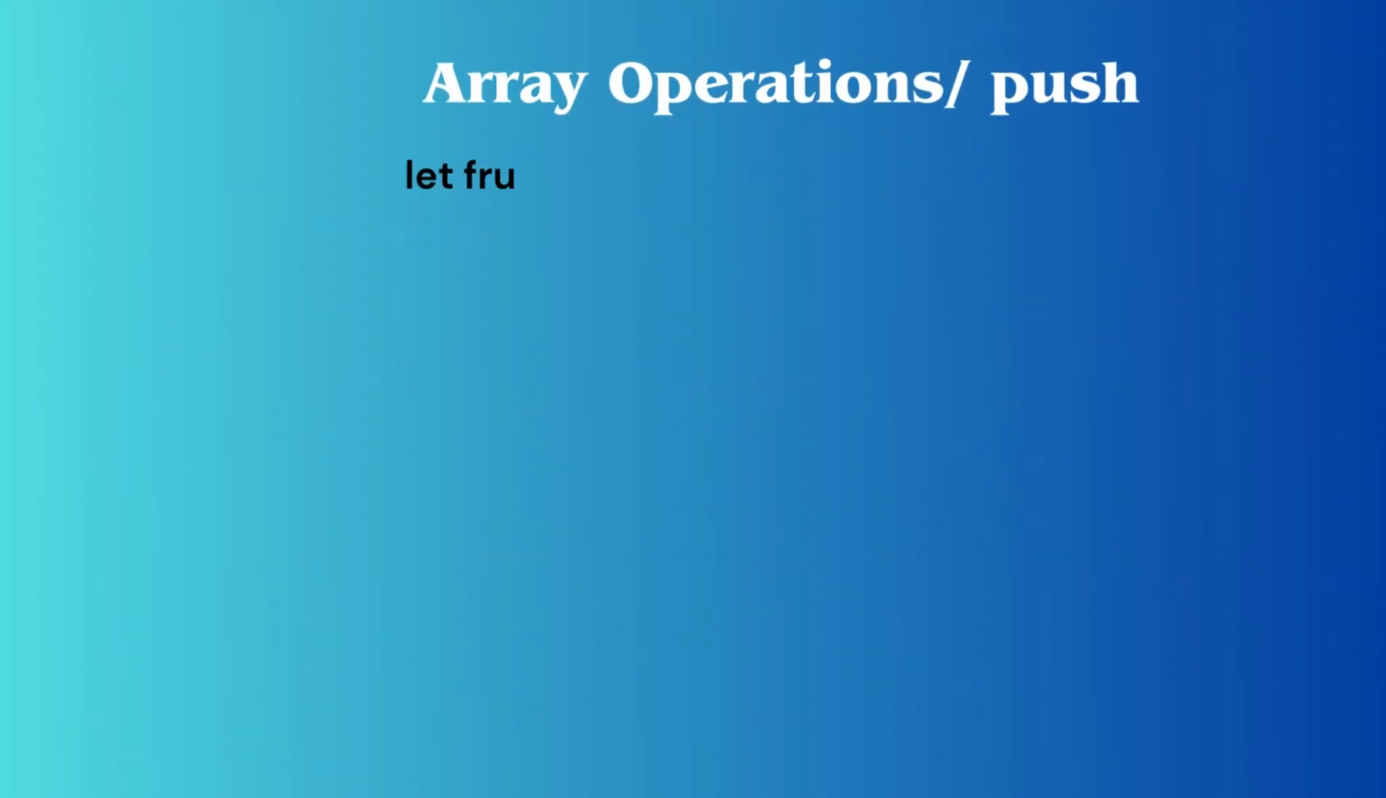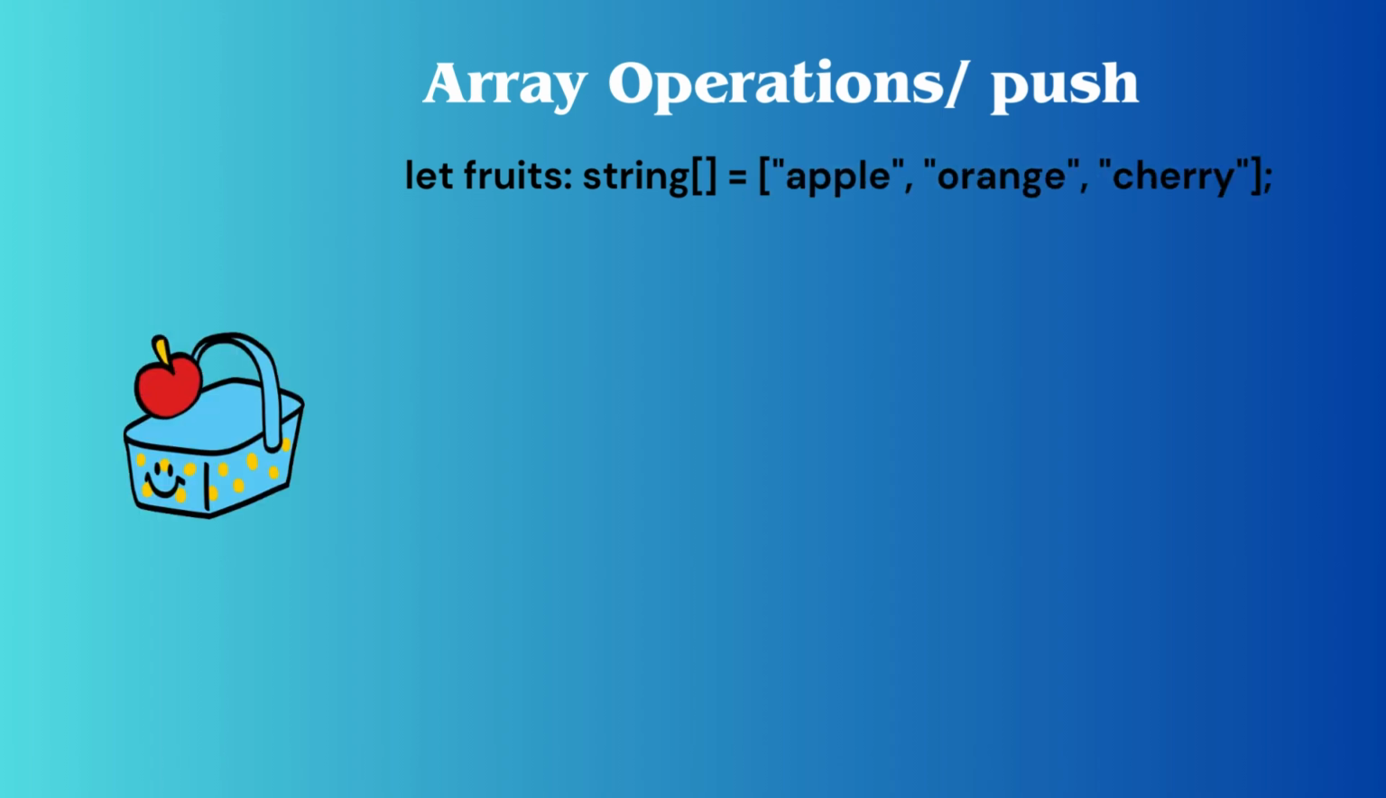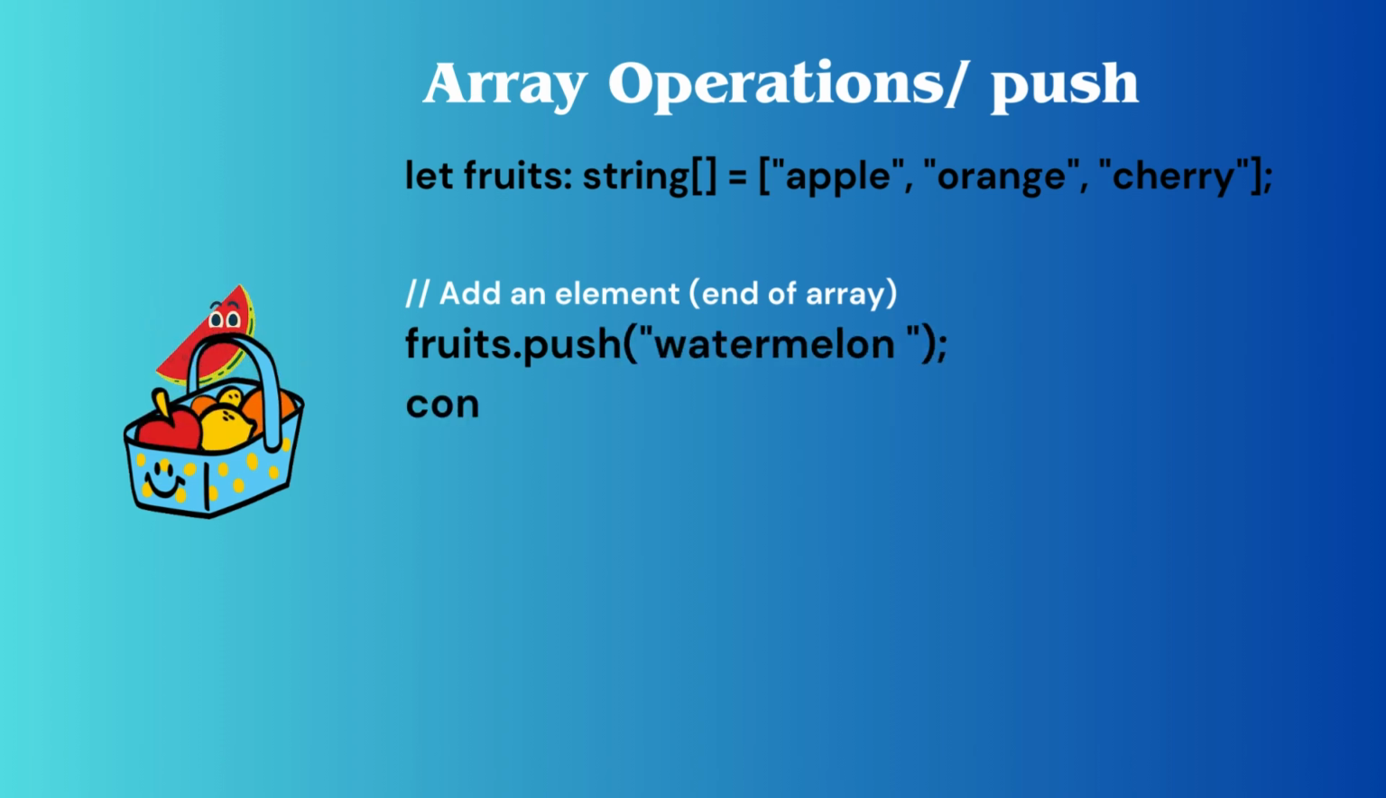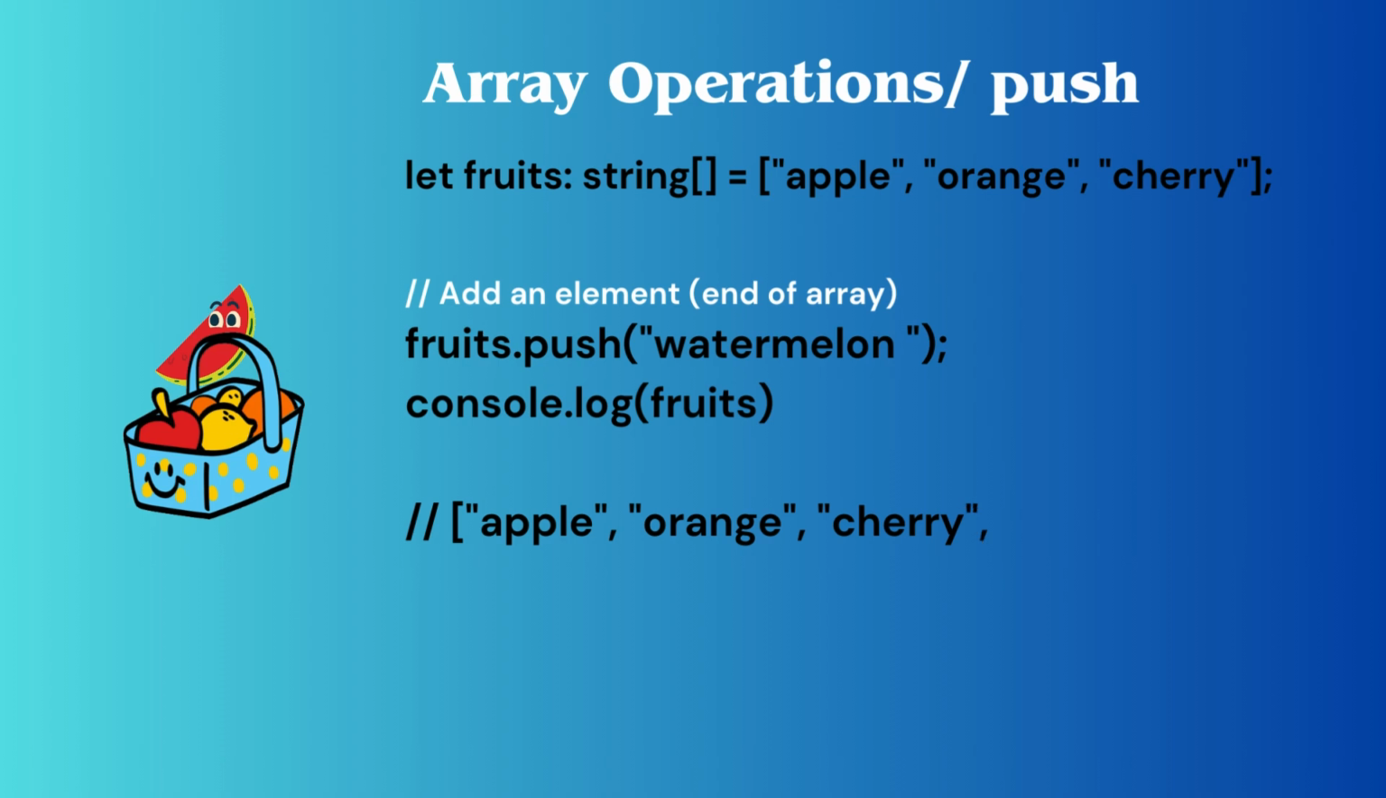First, we're going to look at the push method in the array. In this, we have an array of strings, like apple, orange, and cherry. We want to add another fruit to it, which is watermelon. Then we will use the fruit.push method. And as soon as we console it, we will see at the end of the array we have another fruit added, which is watermelon, which means we can add an element at the end of the array with the push method.